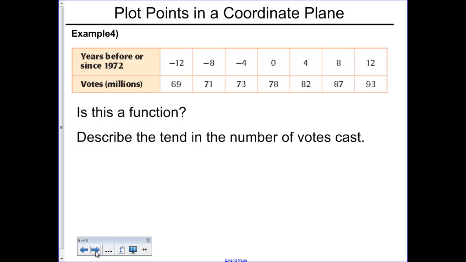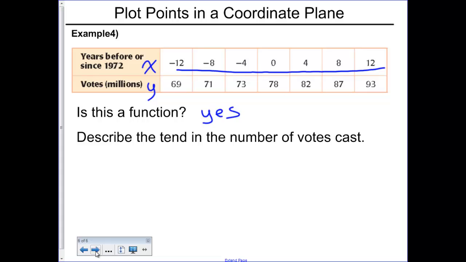Example 4, years before or since 1972, and votes again. So we're going to assume that the top one is the input, which is x, and the bottom one is the output, y. Is this a function? We'll look across here, see do you have any duplicates of your input values. Don't have any duplicates, so it should be fine. So is this a function? The answer would be yes.